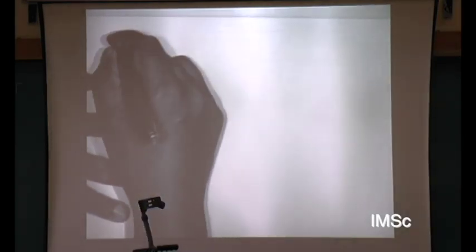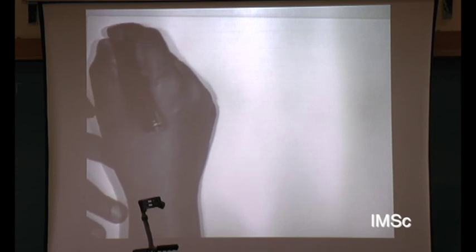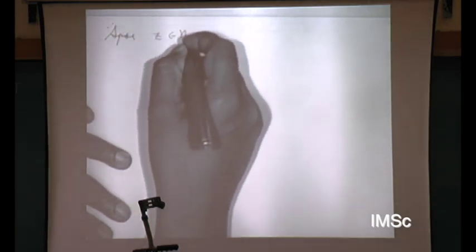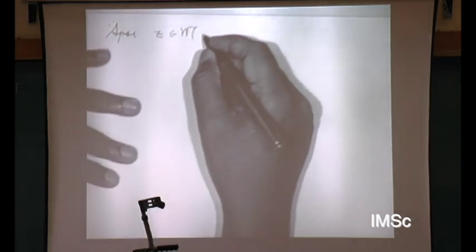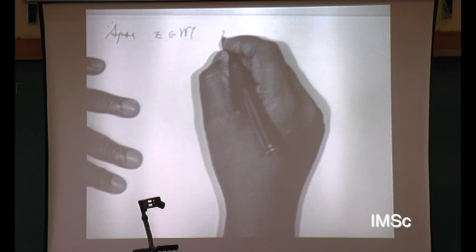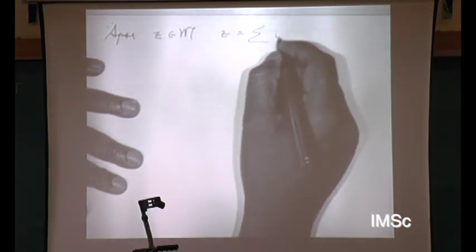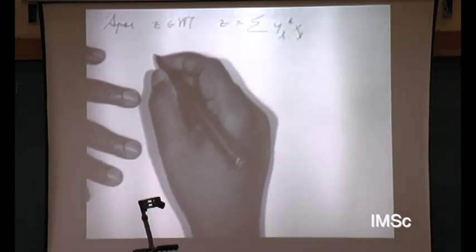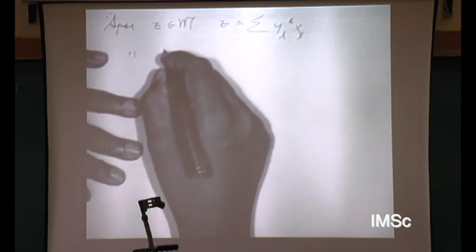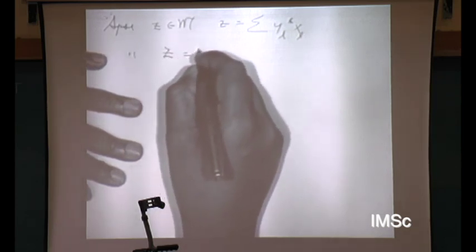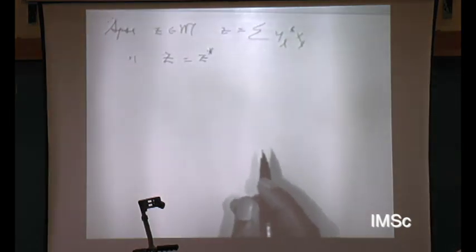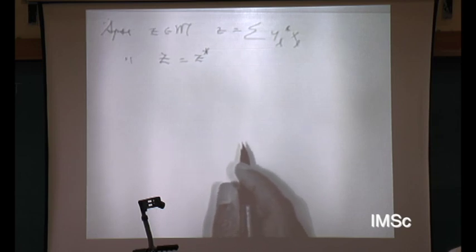For the reverse, suppose Z is self-adjoint. So Z equals summation Y_L star X_L, and suppose Z is self-adjoint. I am trying to prove that D is contained in M plus.